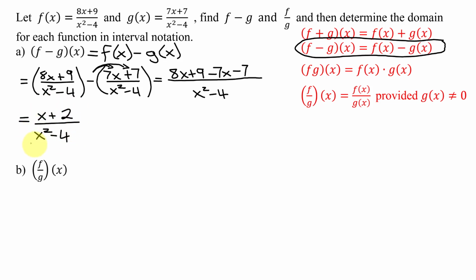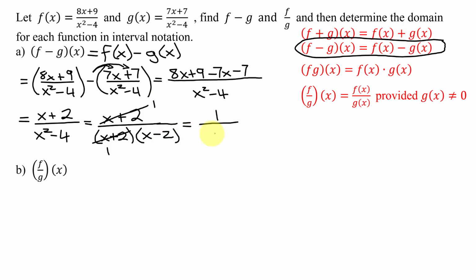Not yet. But remember, the denominator is going to factor. My numerator stays the same as x plus 2, and then x squared minus 4 in the denominator, that's the difference of two squares that factors to x plus 2 times x minus 2. Now, x plus 2 is a common factor of the numerator and the denominator, so it results in 1 divided by x minus 2. So that is my new function f minus g of x, my new difference function.